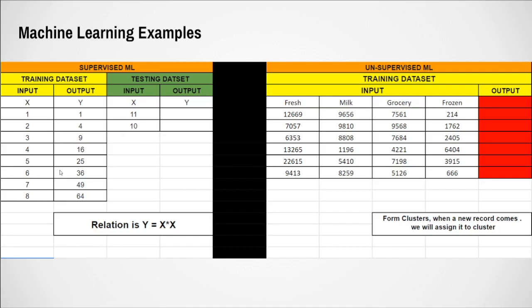Now, once your model is trained, it will try to come up with a relation between the input and output. If you know basic math, I think by now you have figured out that the relation between the input and output is y = x squared, right? This is what your model will also come up with. And now I'm going to give some data points, the testing data set, which is not shown in the training data set, and I'm trying to predict the output, right? So if I give 11 as input, yes, you predicted it correctly, the output will be 121. And if I give 10 as input, the output will be 100.